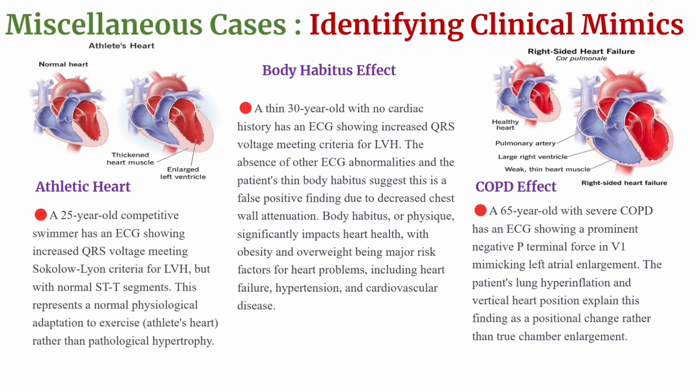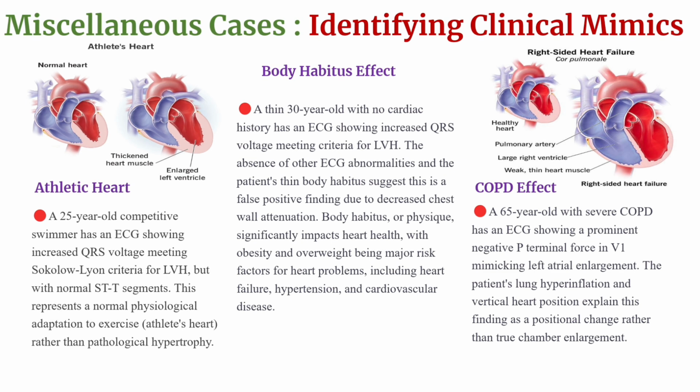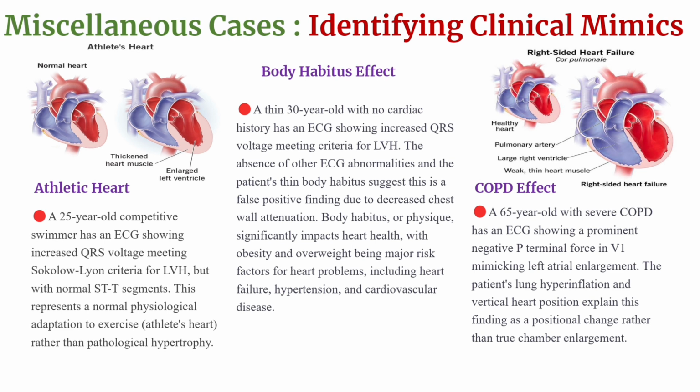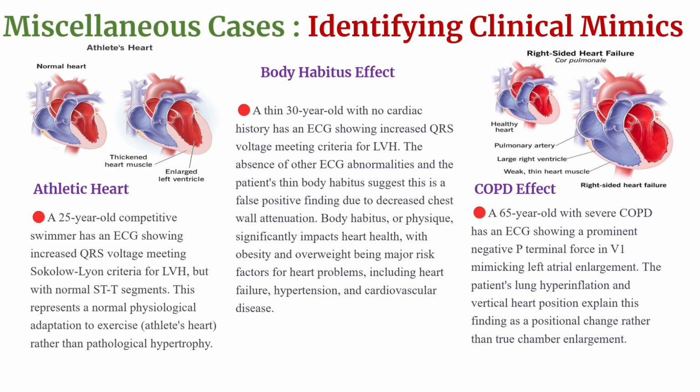Miscellaneous cases. Identifying clinical mimics. Athlete's heart. A 25-year-old swimmer's ECG meets LVH voltage criteria, but lacks strain patterns, confirming physiological adaptation rather than pathology. Body habitus effect. A thin patient exhibits exaggerated QRS voltages, mimicking LVH, due to reduced chest wall attenuation rather than true hypertrophy. COPD effect. A 65-year-old with severe COPD presents with a prominent negative P-terminal force in V1, mimicking left atrial enlargement due to lung hyperinflation, altering cardiac position rather than true chamber enlargement.